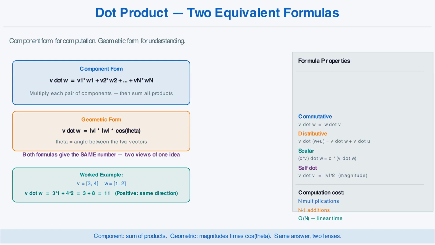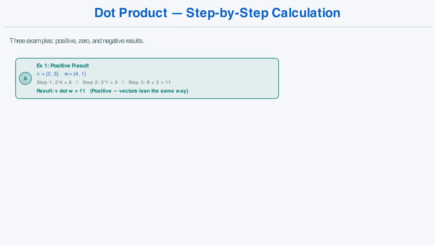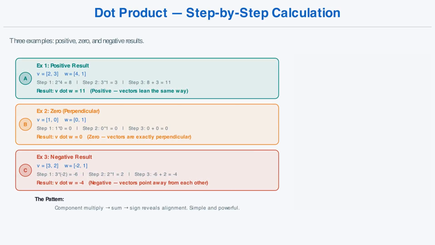There are some important properties to know. The dot product is commutative, v·w equals w·v. It is also distributive and linear in each of its arguments. And here is a special case: the dot product of a vector with itself equals the square of its magnitude. So the magnitude is just the square root of the self-dot product. Let us work through three complete examples to make this concrete.